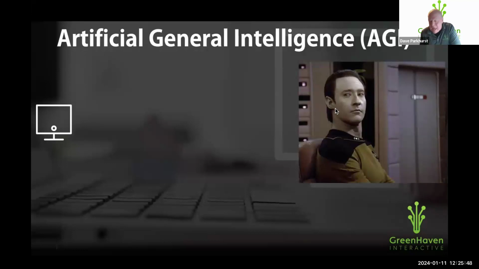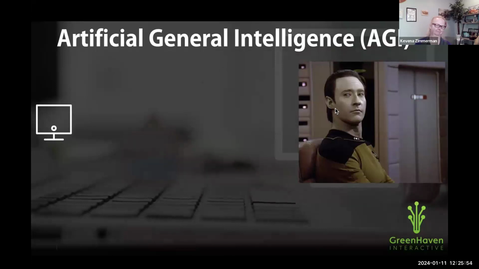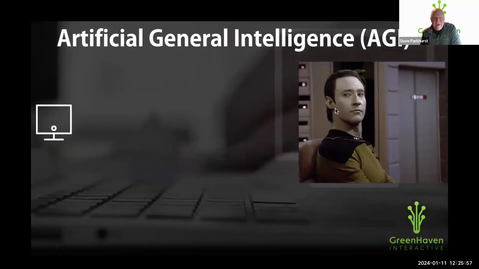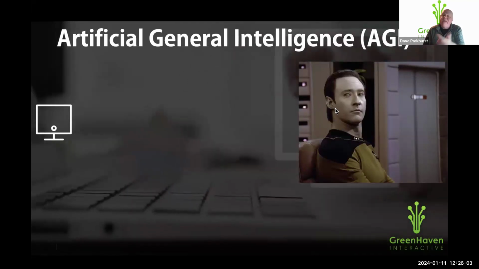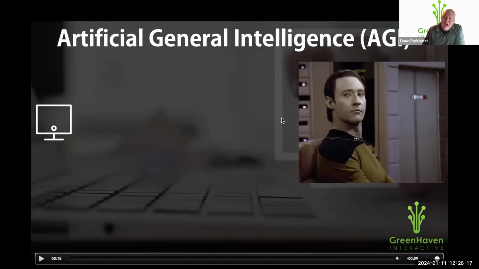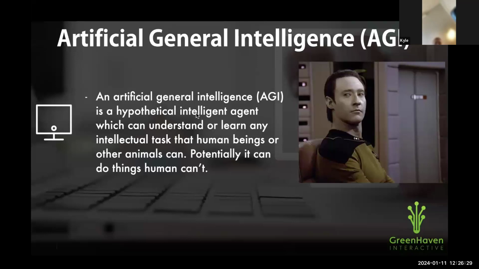Now, who recognizes this guy? Somebody must recognize this guy. Data. Yes, Data from Star Trek. Thank you. So when we talk about an artificial general intelligence, that's what we're talking about. We're talking about Data from Star Trek, an intelligence that is not just a statistical predictor of what word comes next in a pattern, but an actual intelligence like we are. We're a natural general intelligence that can respond to things in ways that are not pre-programmed.